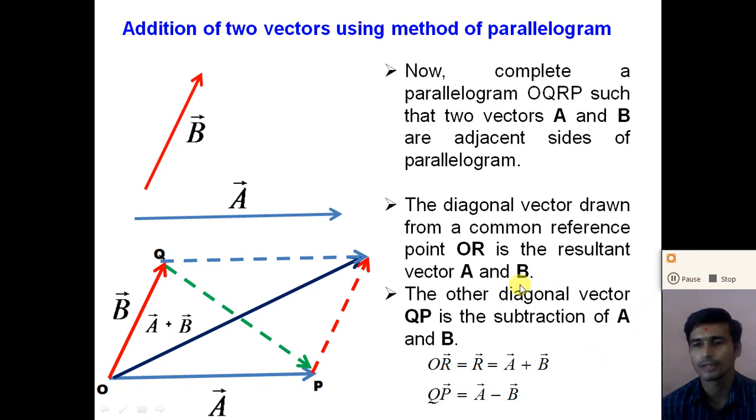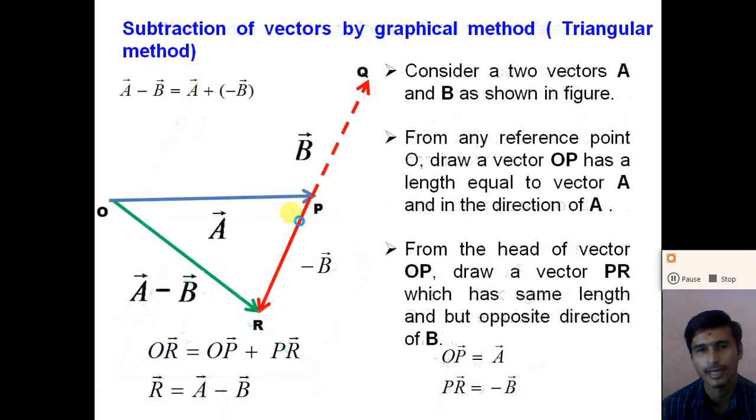So dear student, understand both the methods for the addition of the two vectors. The first method is the triangular method for the addition of the two vectors, and the second method is the method of parallelogram for the addition of the two vectors. Now let us see the subtraction of the two vectors with the triangular method. Subtraction of the vectors by a graphical method, or the subtraction of the vectors by a triangular method.